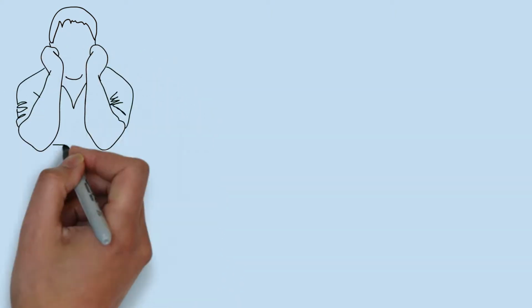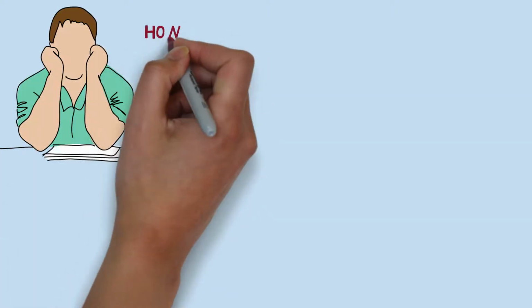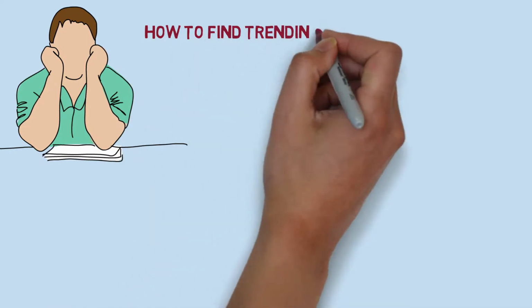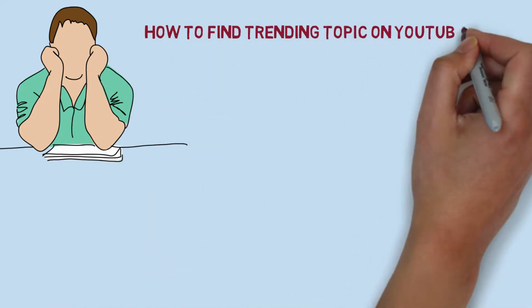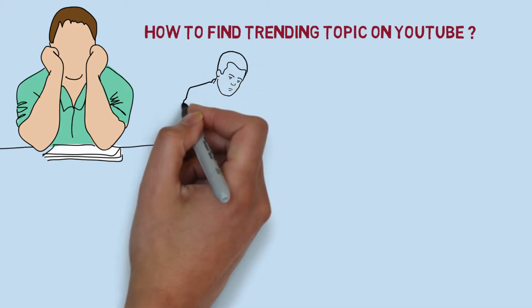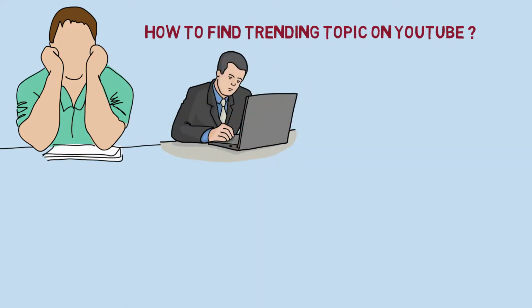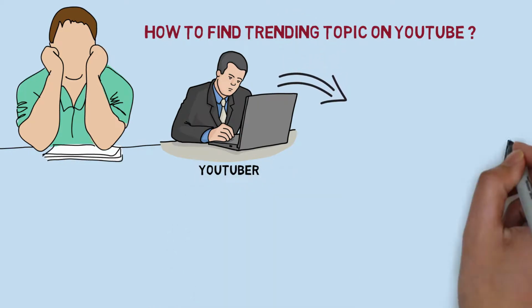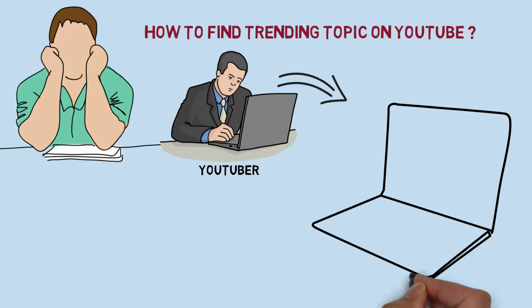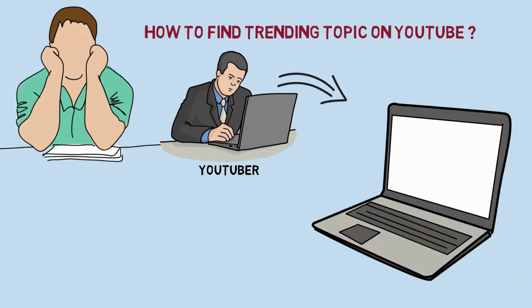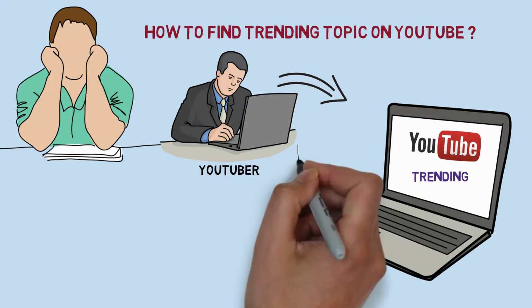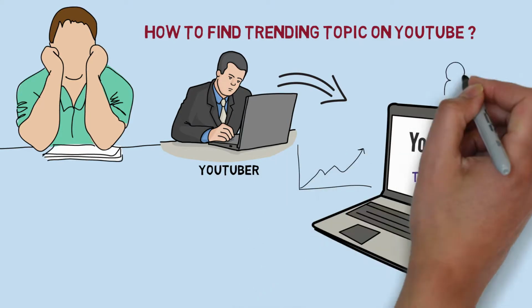In this video we are going to discuss how to find trending topics on YouTube. Suppose you are a new YouTuber and you want to grow on YouTube, then you have to find some trending topics on YouTube or Google. Suppose you find a trending topic and make videos on that particular topic, then there is a probability that your video will go viral on YouTube and get early views and subscribers. So it is a very important thing for a new YouTuber to grow on YouTube.